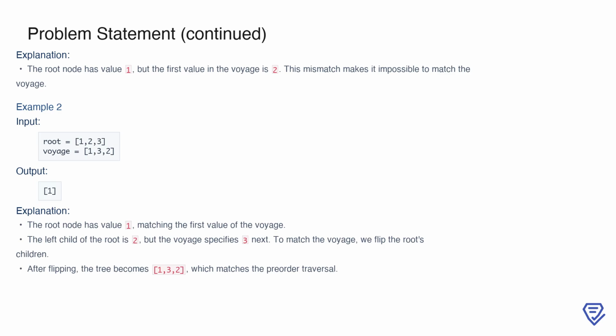In the second example, the binary tree has three nodes, the root with value 1, and two children with values 2 and 3. The voyage is 1, 3, 2. The root node's value matches the first value in the voyage, but the left child is 2, while the voyage specifies 3 as the next value. To resolve this, we flip the left and right children of the root node. After the flip, the tree becomes 1, 3, 2, which matches the desired preorder traversal. Since we flip the root node, the output is 1.